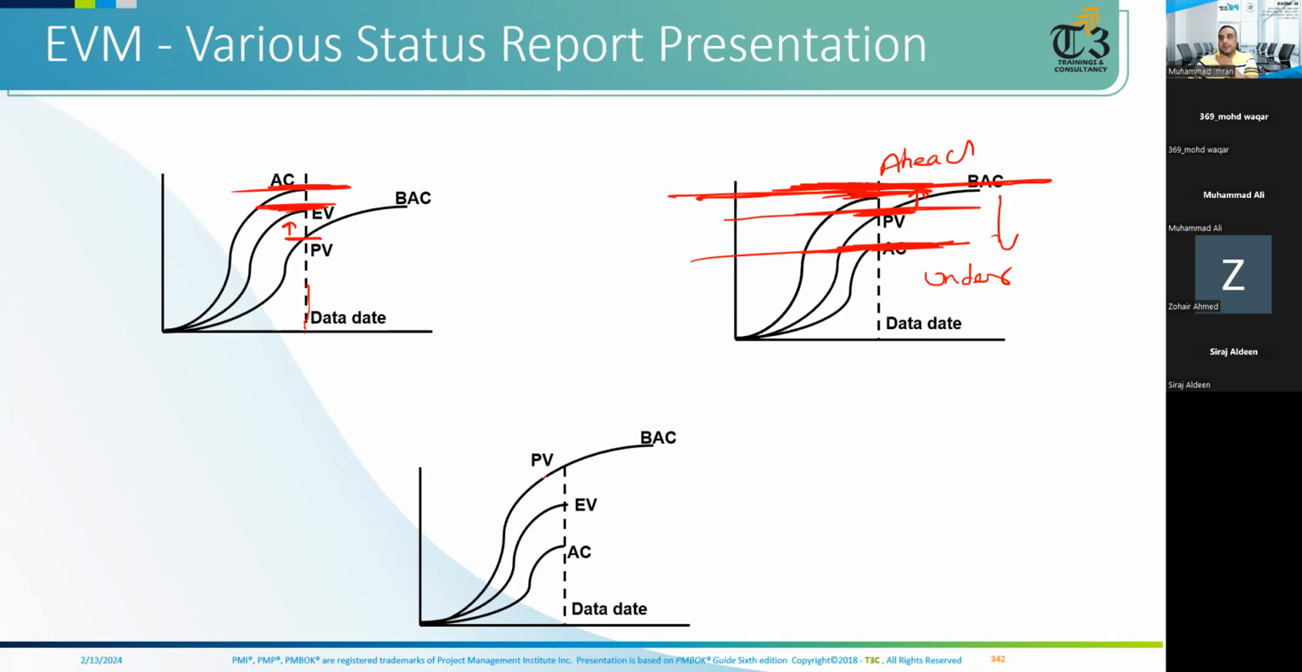Ali, this is the work we have to finish, but we have finished the work till here. Ahead or behind? Behind. Very good. And to achieve the work of this much, I have paid this much. Under or over? This line is below this line. Below, yeah. So under budget.